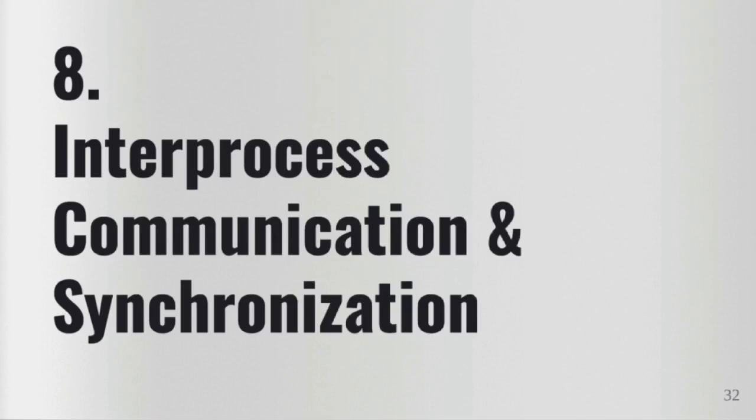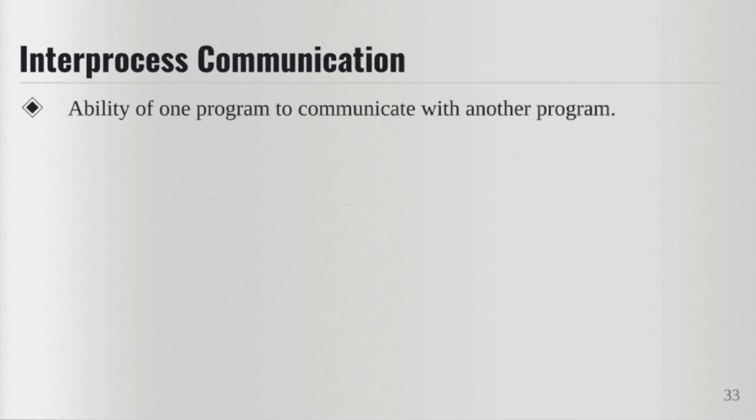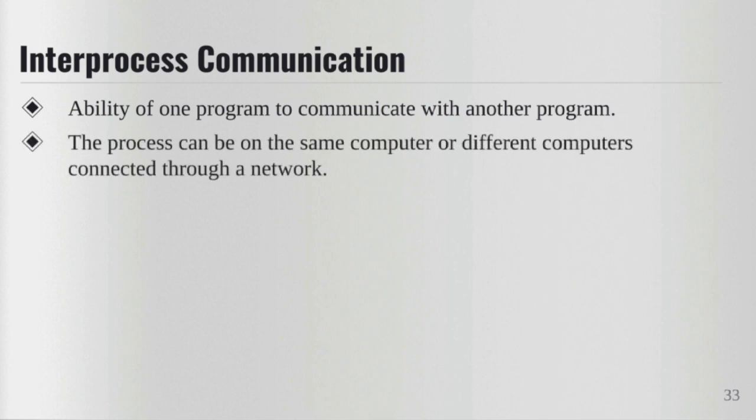Hello everyone, in this video we're going to talk about inter-process communication and synchronization. So what is inter-process communication? Well, inter-process communication is an ability of one program to communicate with another program. The processes can be on the same computer or different computers connected through a network.